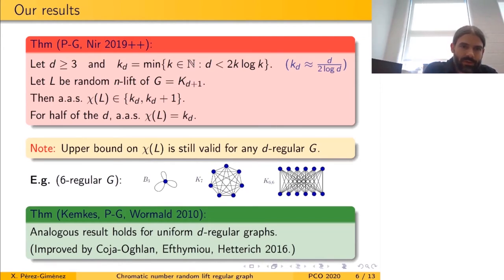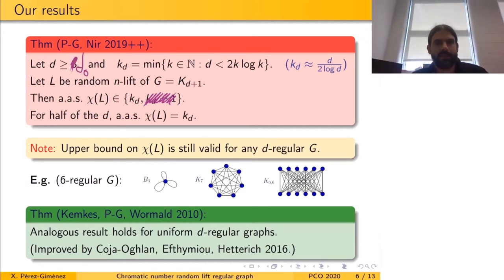Our result for the uniform model was improved by Coja-Oghlan, Efthymiou, Hetterich and others, who say that you can drop this value here for D larger than some huge D naught. What they do is some sort of second moment argument, but instead of looking at the colorings, they look at the clusters in the space of color assignments. So they run a second moment argument on the clusters instead of the colorings. Okay, so this is what we did.